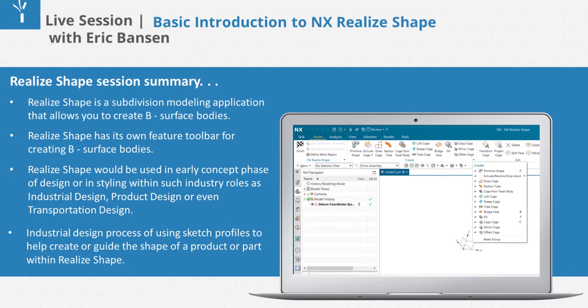And we also talked about the industrial design process of using sketch profiles to help create or guide the shape, as I showed you, as a way to at least see what you're creating, using profiles of sketches or drawings of some sort that allow you to use those as parameters in creating a shape within realized shape. So that is it.